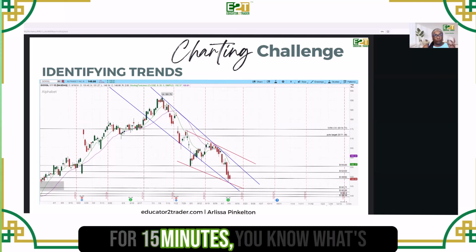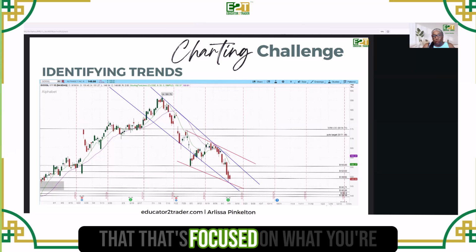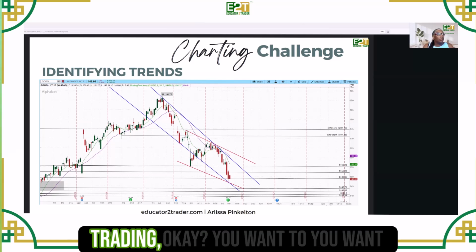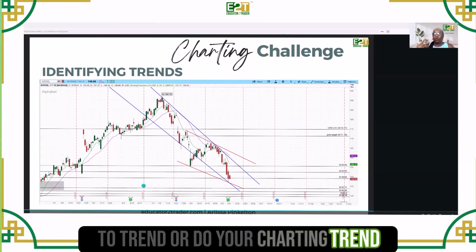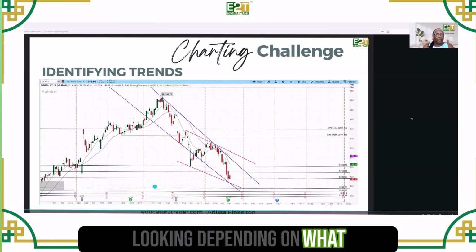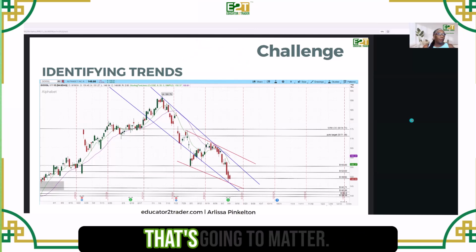If you're only trading for 15 minutes, you want to know what's happening in the shorter time frame that's focused on what you're trading. Okay. You want to do your charting and trend looking depending on what time frame you're trading. That's going to matter.